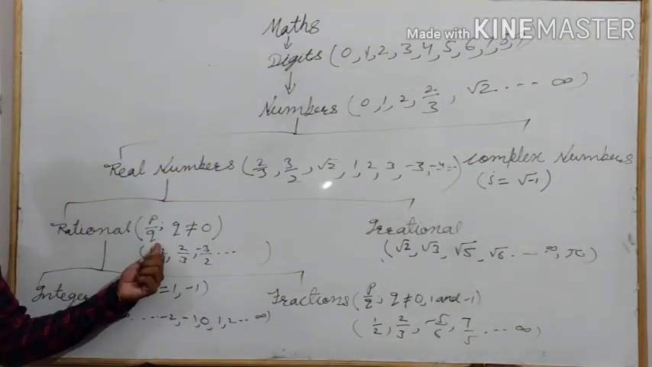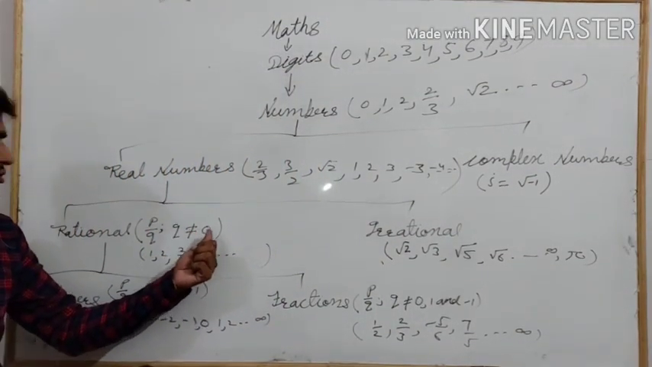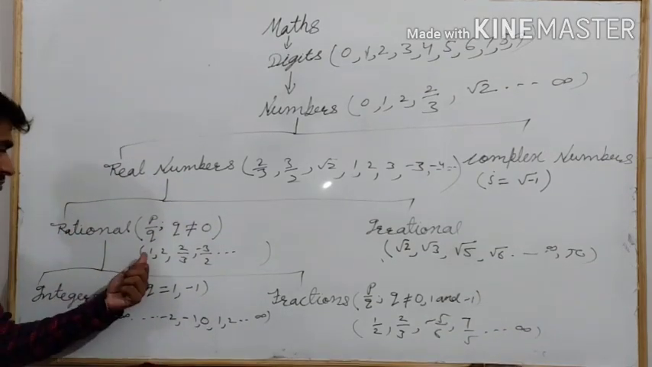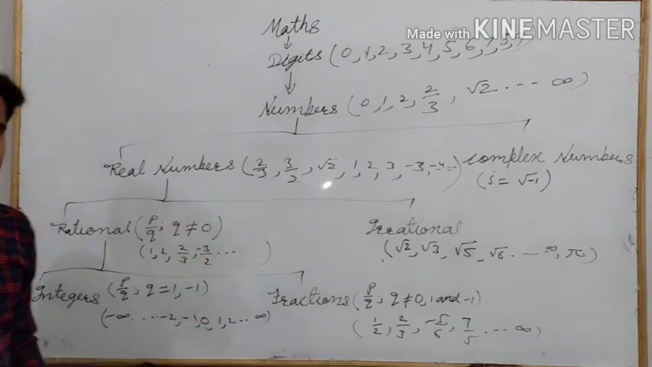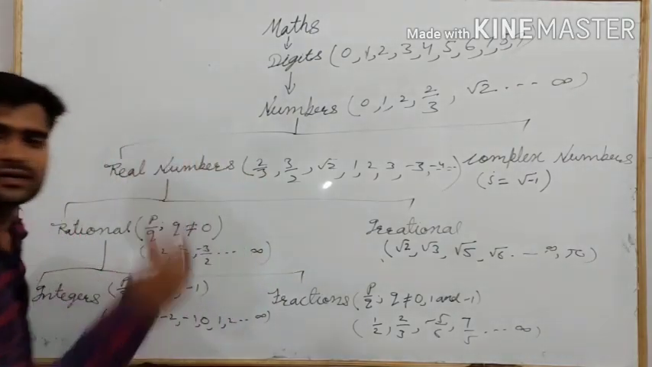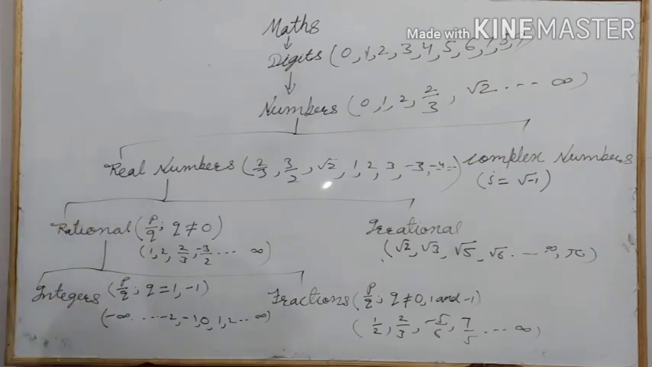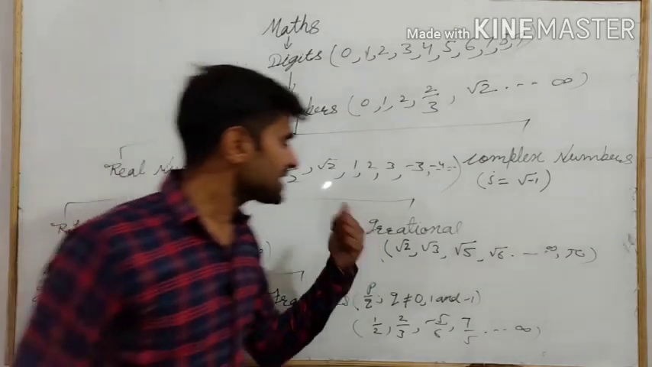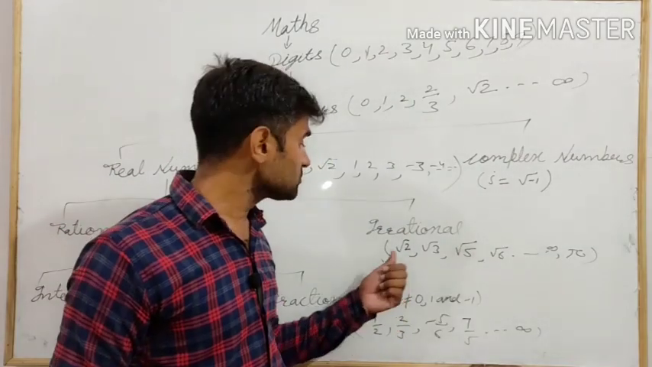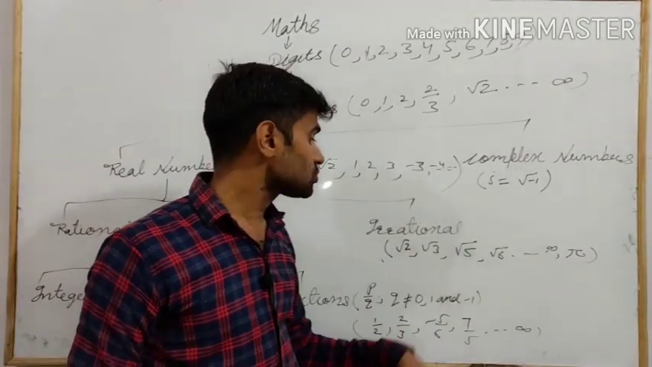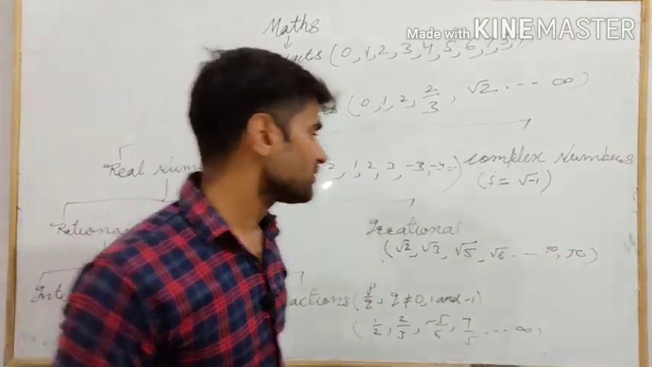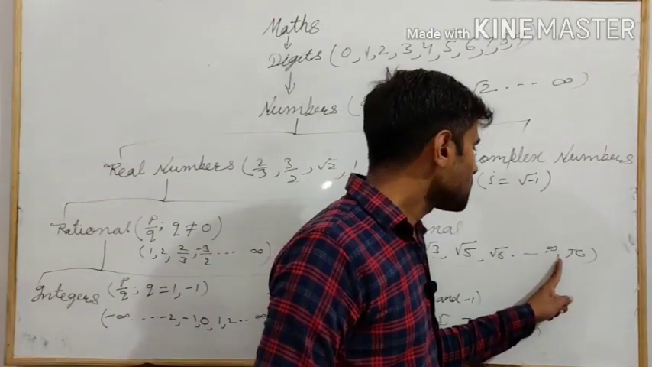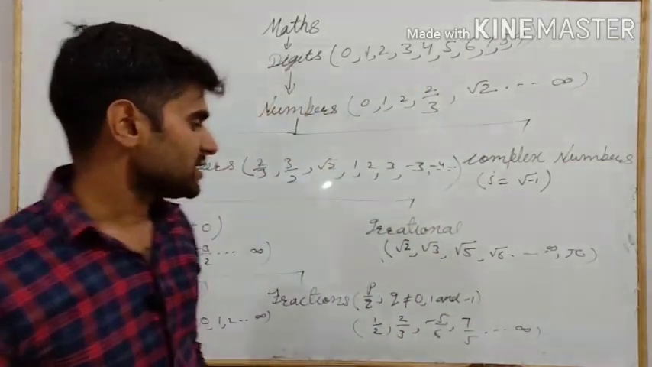Rational numbers are in p upon q form. Q does not equal 0. It means 1, 2, 2 upon 3, minus 3 upon 2, and up to infinity. Now irrational number. Irrational numbers are not in p upon q form, just under root 2, under root 3, under root 5, under root 6, and up to infinity. And pi is an irrational number.